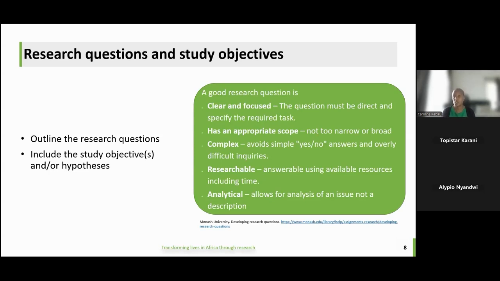So you want your research question not to be too broad that you can't answer it. What are the effects of climate change on the world? But you also don't want it to be too narrow. It should be complex, and it should avoid a simple yes or no answer. Or on the other hand, it shouldn't be overly difficult, that it would be difficult anyway to understand or to even conduct a study to answer it. And it has to be researchable and answerable using the available resources, including time.